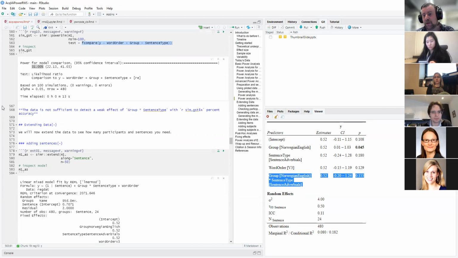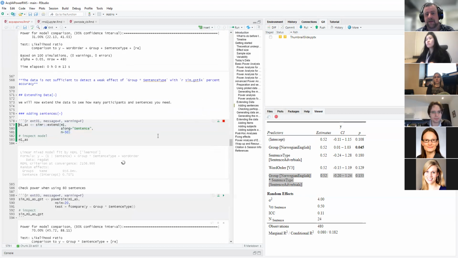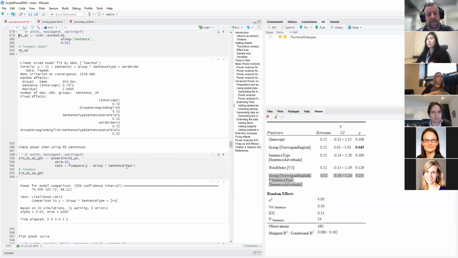So what can we do? The next step is we extend the data, right? That means we have the data set that consisted of 20 subjects, right? And those 24 sentences. And now we want to increase that. We want to increase the 24 sentences to 50 sentences, and then see if that's sufficient to basically find the interaction. And so I need to correct this too.